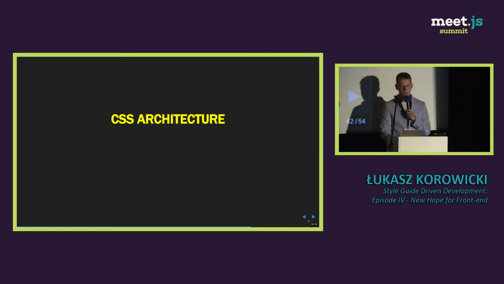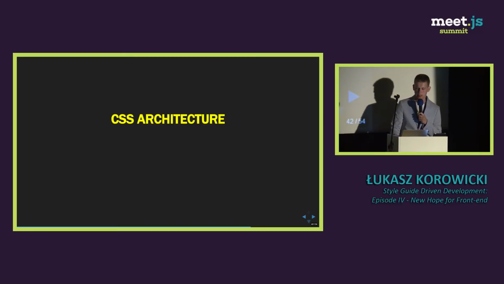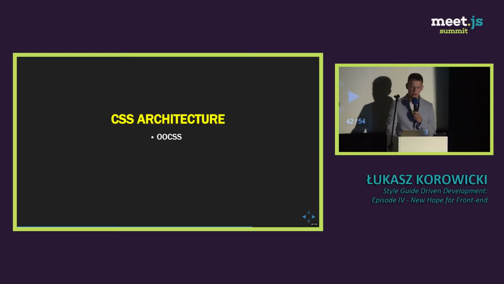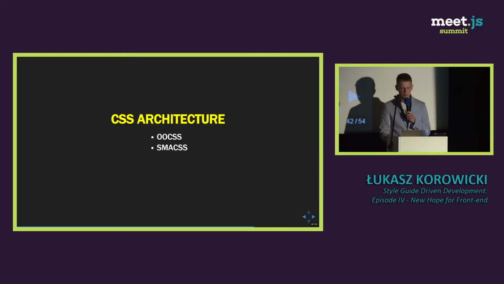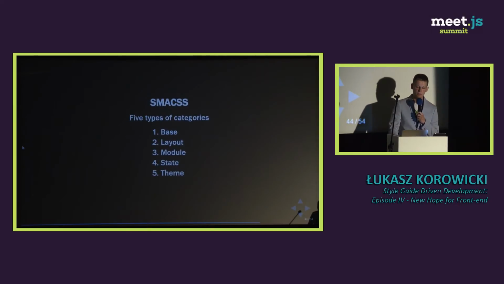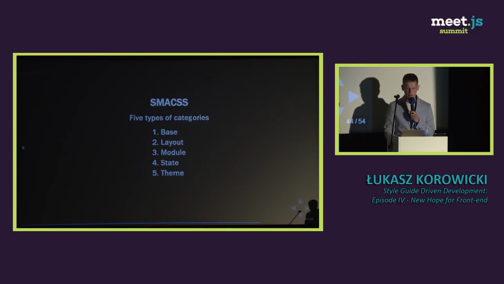When we are writing CSS, we can also use some architecture. So like linking our JS code, we can decide how our CSS should look. We can use object-oriented CSS, SMACSS, or BEM. This is how simple object-oriented CSS might look. These are categories for SMACSS to decide how these selectors should be created.